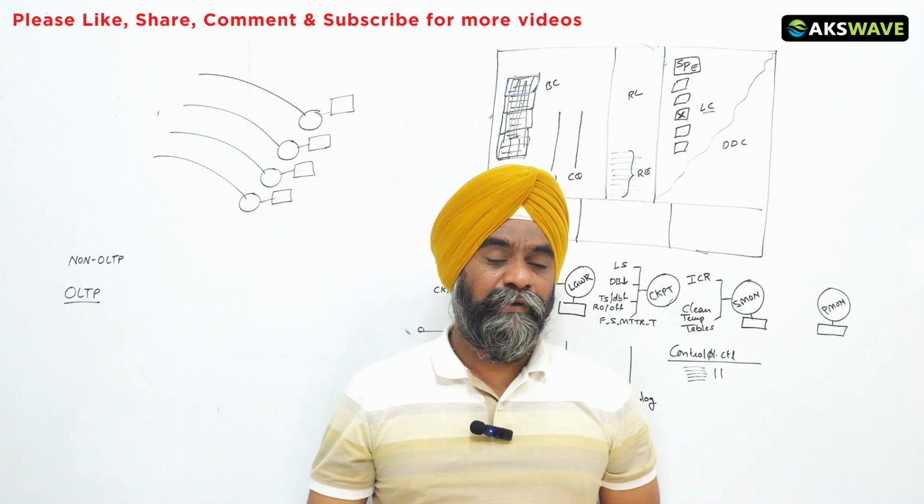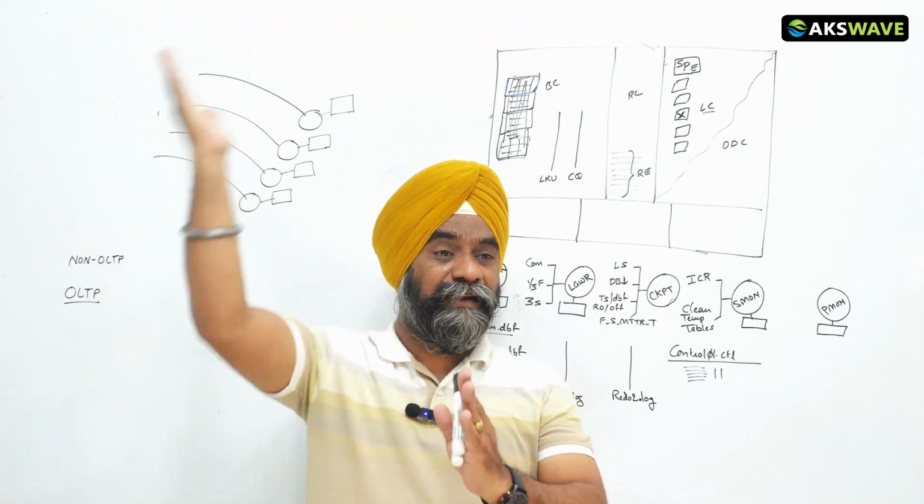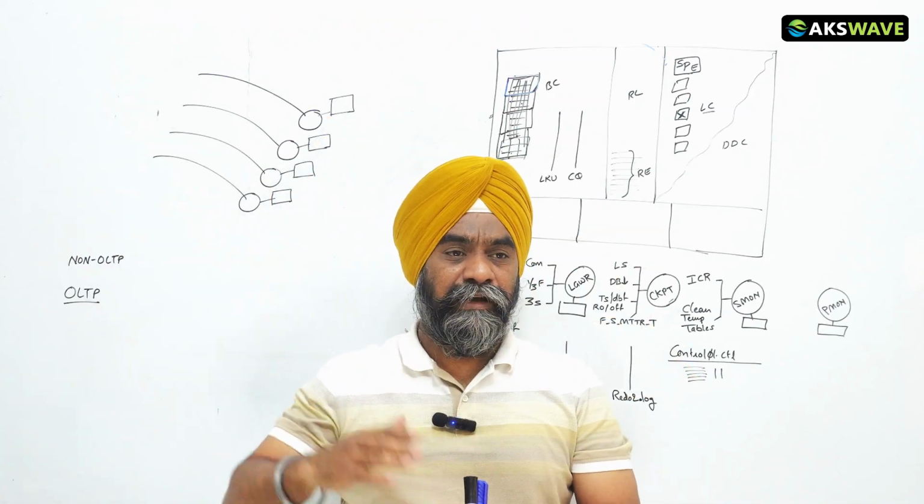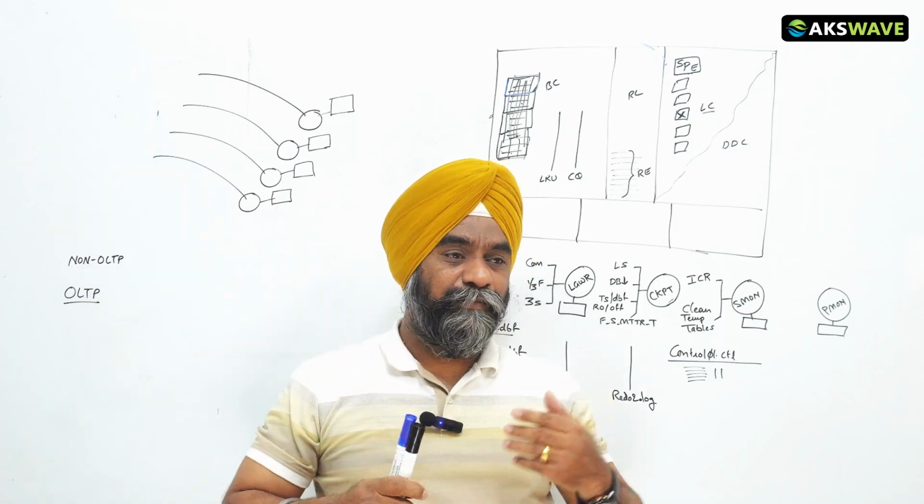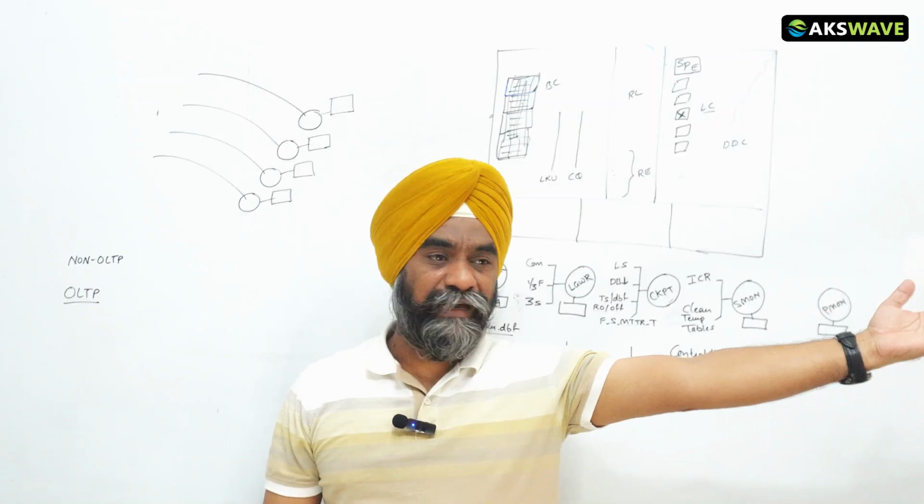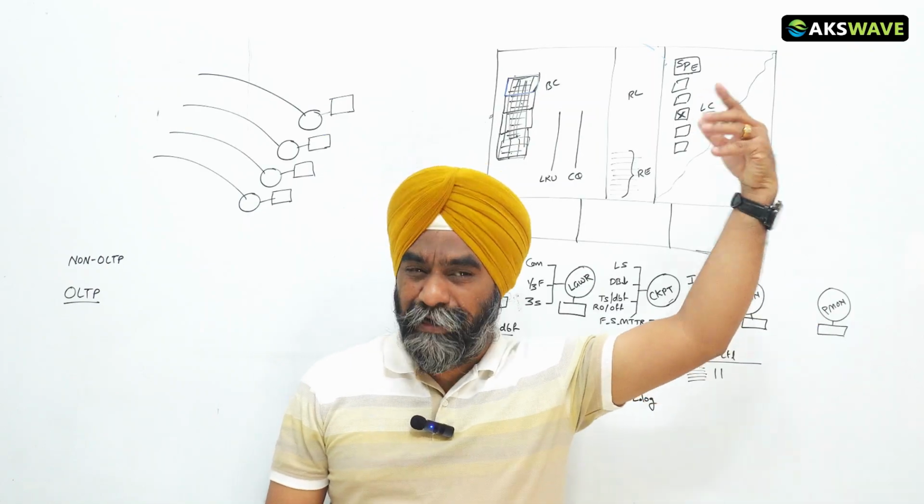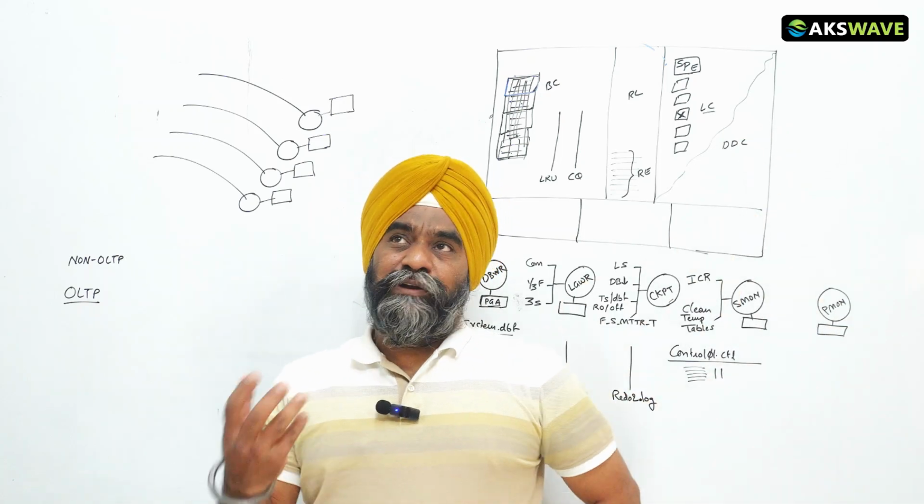The application is the one which is OLTP, because end users are connected to the application. They are not directly connected to the database. They don't even know about the database. They know only the application. For example, I know the online banking site. I don't know what database they are using in the background.